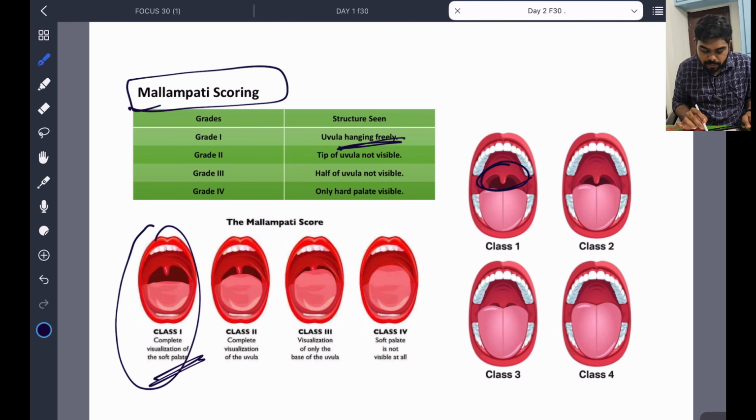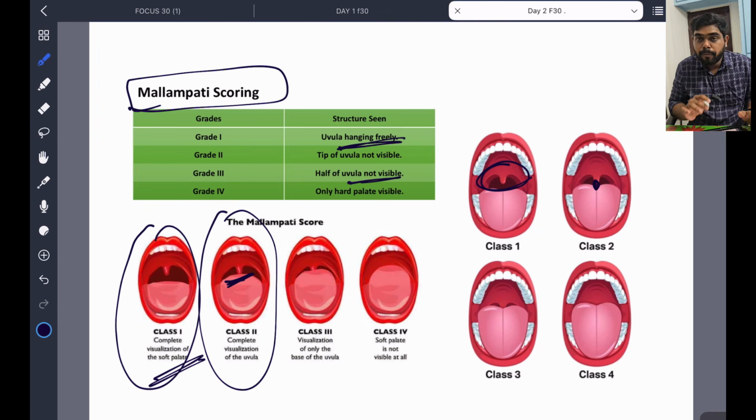And class 2, the tip of the uvula is not visible. You can see the tip of the uvula is not visible. Okay, the tip of the uvula is not visible. This is a better image than this. This will go a little down. Okay, like that. And class 3, half of the uvula is not visible.